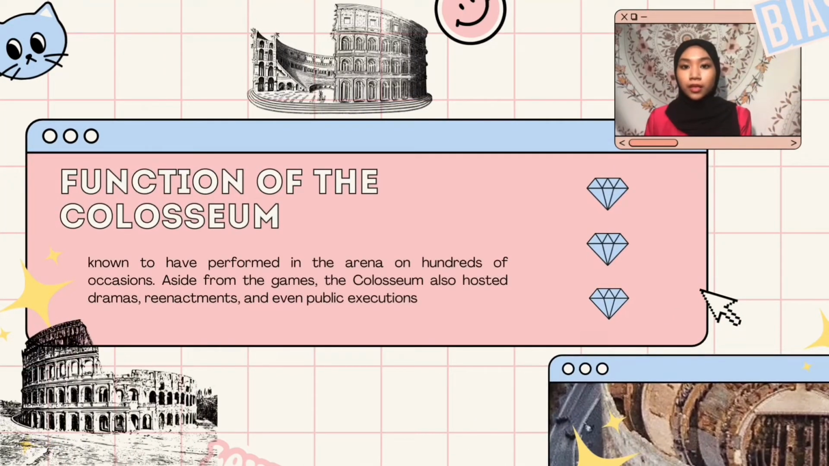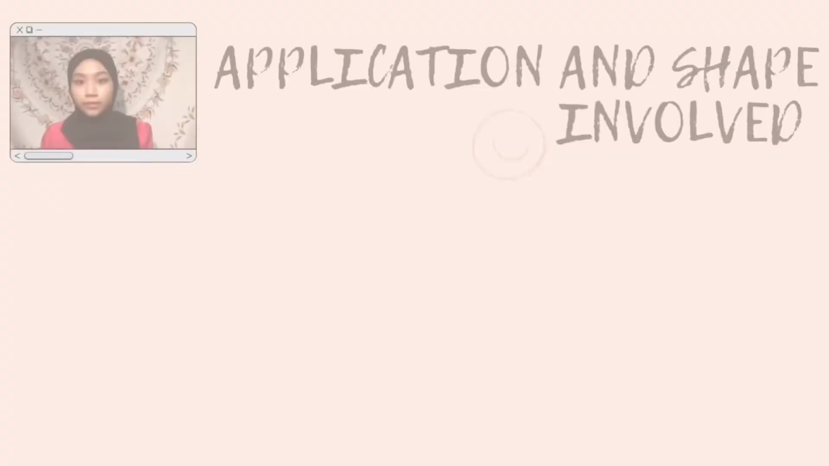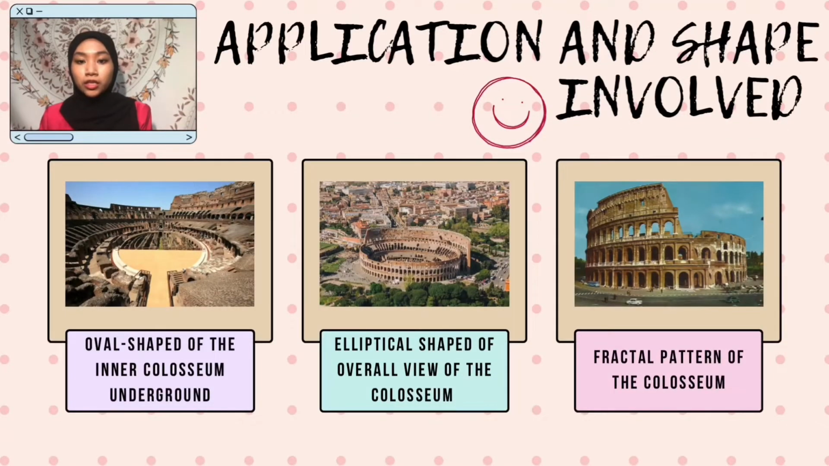Hi, my name is Alia and now I'm going to talk about the function of the Coliseum. The Coliseum is known to have performed in the arena on hundreds of occasions. Aside from the games, the Coliseum also hosted dramas, reenactments and even public executions. Next is the application and shapes involved in the Coliseum, which are the oval shape of the inner Coliseum underground, the elliptical shape of the overall view of the Coliseum, and also the fractal pattern of the Coliseum.